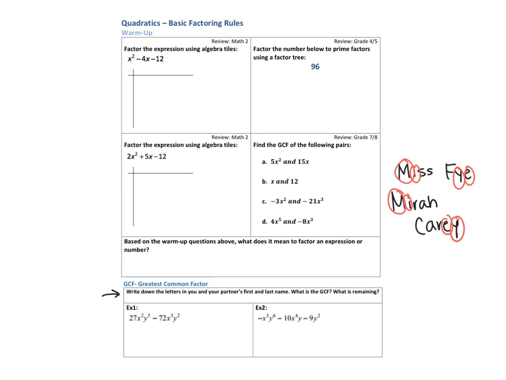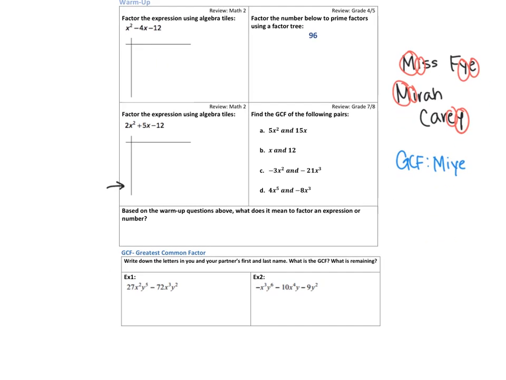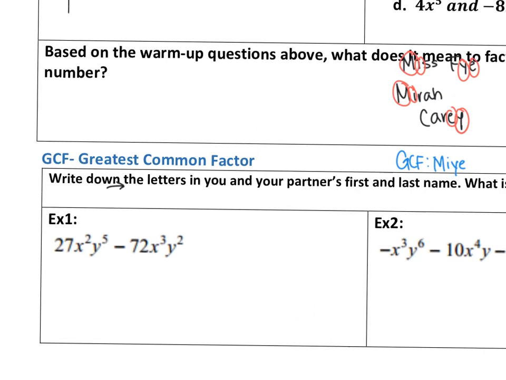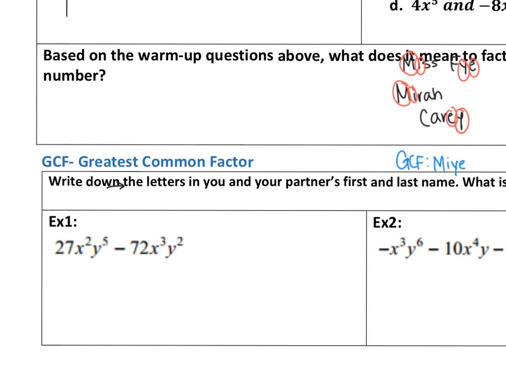And that's it, right? So our GCF is what we have in common, which is MIYE. And then the remaining things is what we don't have in common. So just in general, a GCF is something that you have in common. So if I'm looking at this problem, for instance, okay, where we're actually trying to find the GCF of these terms.